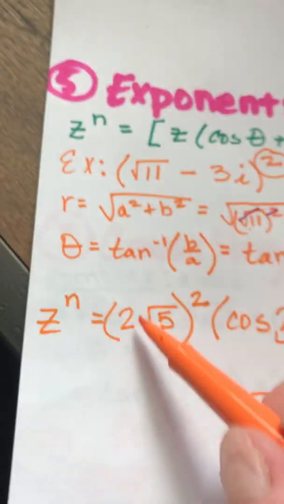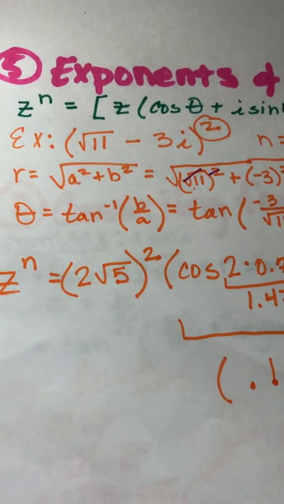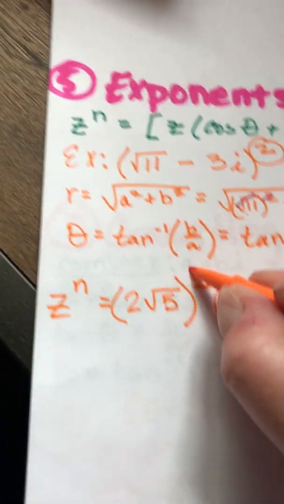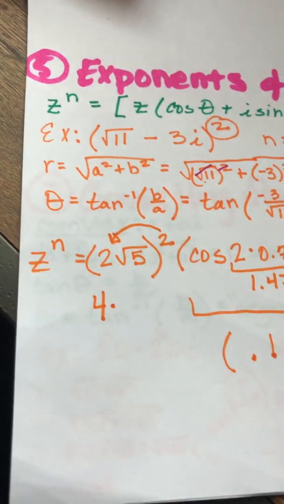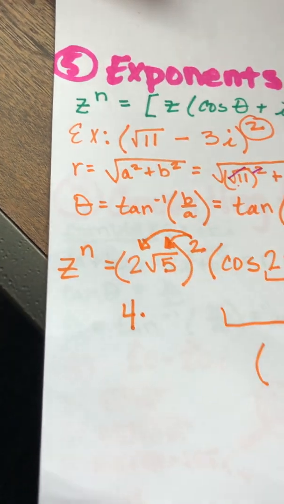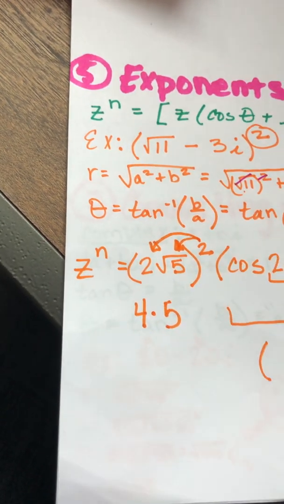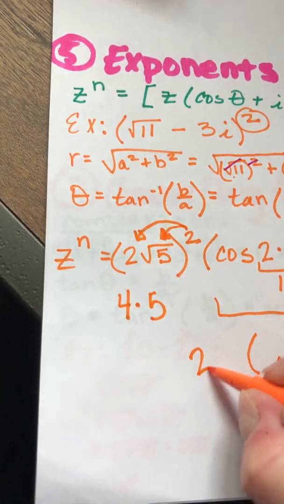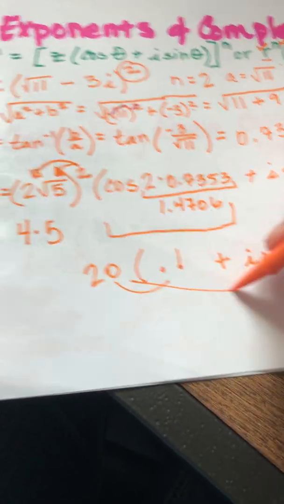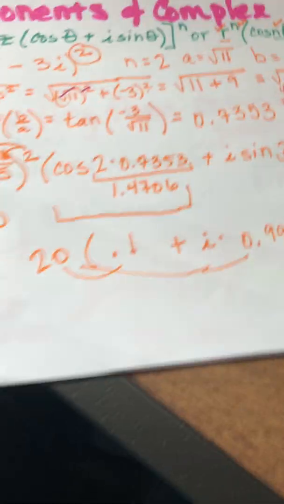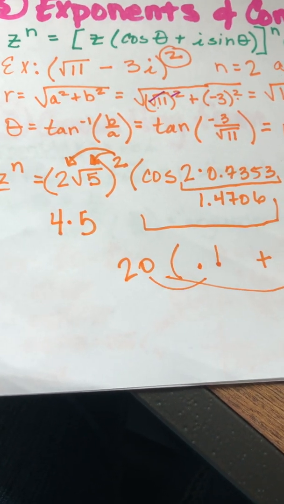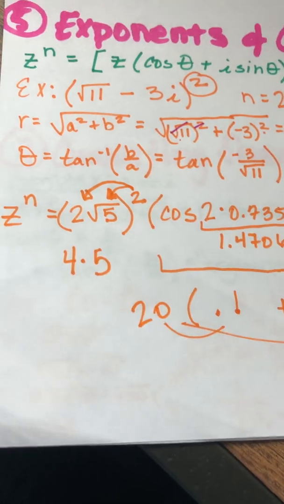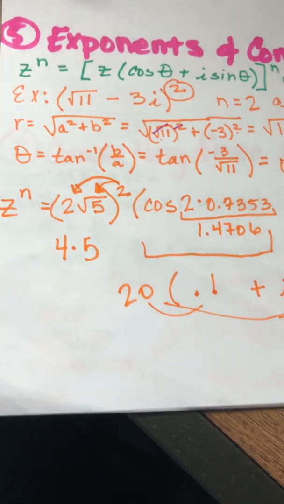And then I still have this 2 square root 5 squared, but let's figure that out. If I square this 2, it makes 4. If I square a square root, that makes 5. And then 4 times 5 is 20. So now let's multiply the 20 up in it, and then we'll be done. So 20 times 0.1 is, I think it's just 2.